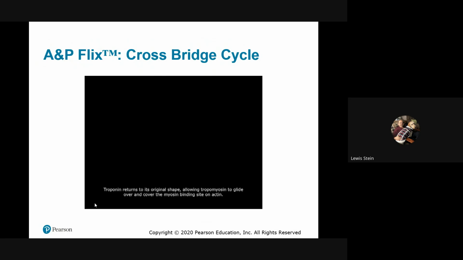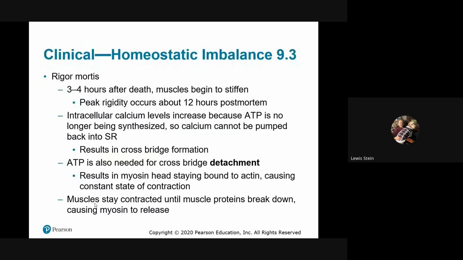But I digress. But do you get the idea? There's a lot of energy expenditure that's part of it. So it's a complicated process. Aha! What does all this mean? It explains rigor mortis. Okay?